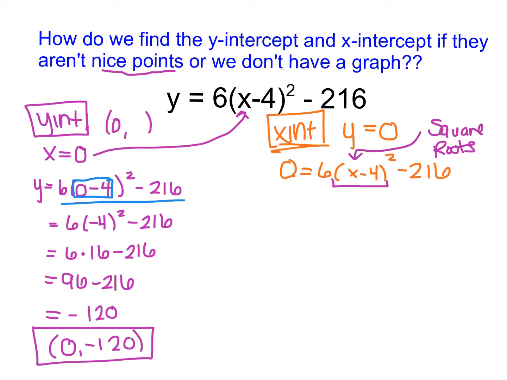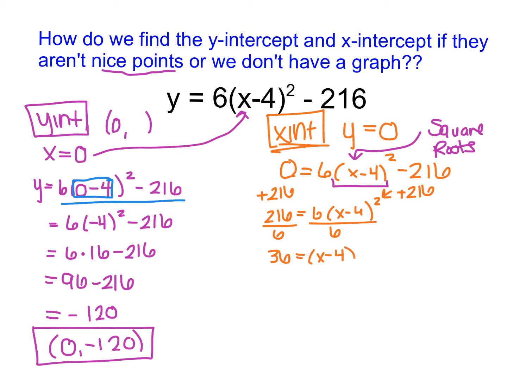So to start, I need to move the 216, so I'm going to add 216 to each side. Then from here, I need to get the piece that is squared alone. I can't distribute inside of here because of the squared. That squared makes things a little more complicated, so we divide each side by 6. So 216 divided by 6 is 36.